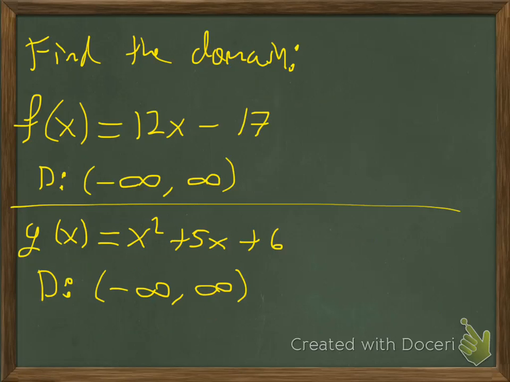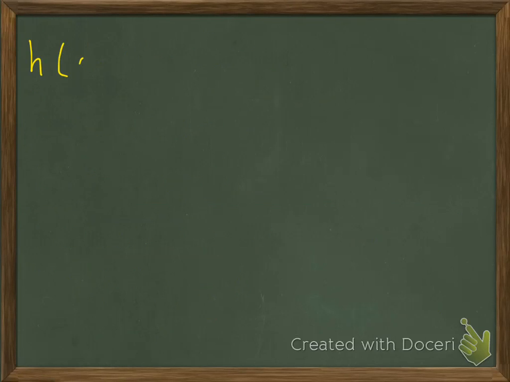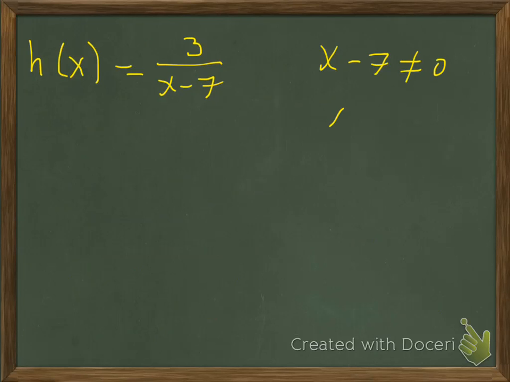Okay, we'll do a couple more examples. So let's look at this. H of x equals 3 over x minus 7. This does have a denominator, so we're going to set the denominator not equal to 0. So x cannot be 7 when we add 7 to both sides.